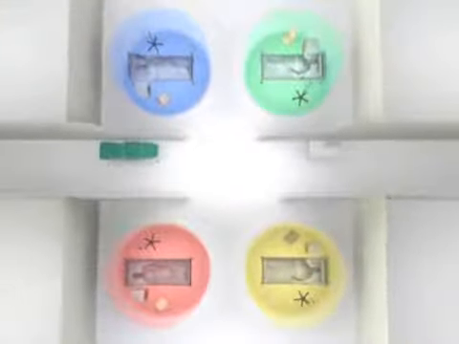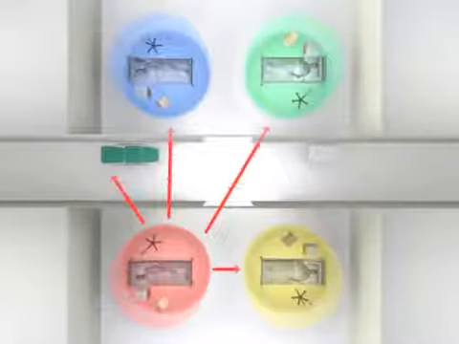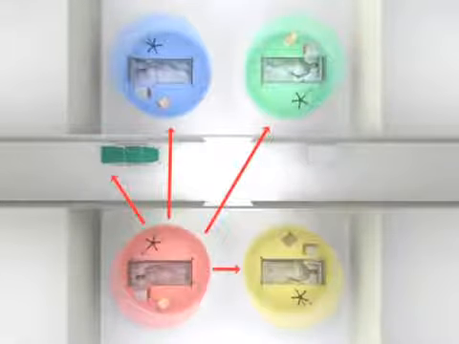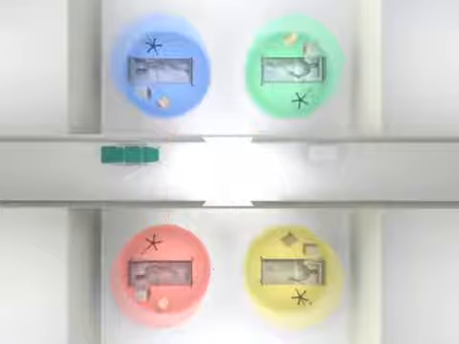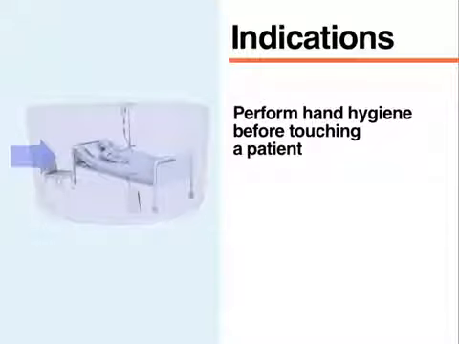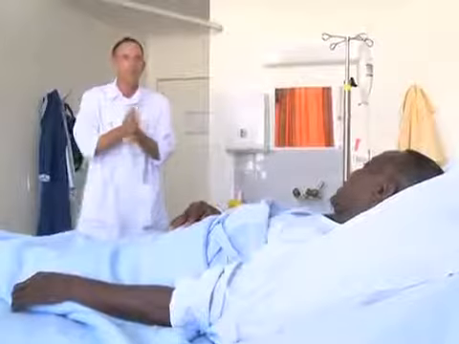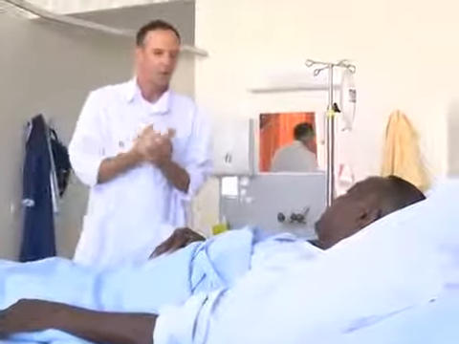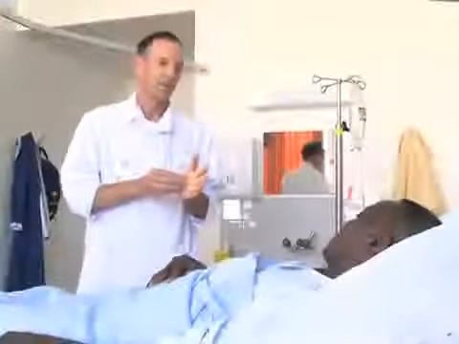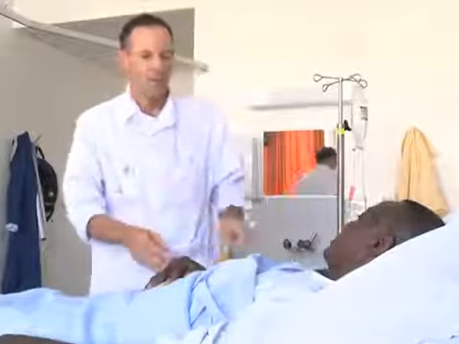Cross-transmission of potential pathogens from one environment to another occurs through healthcare workers' hands. Hand hygiene greatly reduces the risk of cross-transmission by this route. Healthcare workers must perform hand hygiene immediately before touching a patient or when entering a patient zone. This will prevent cross-transmission of microbes from one patient to another. The correct moment to perform hand hygiene before touching a patient is critical.